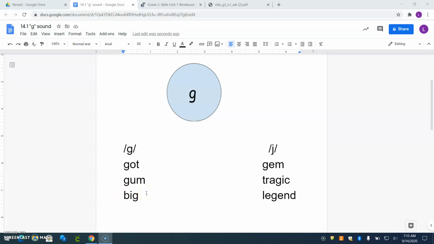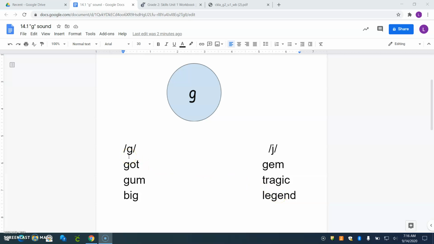But right now I want you to think about the other sound that you can have when you have a G in a word, like these three words. And it's not the G sound, the hard G sound, it's the soft G sound. And it sounds like a J. So you can have G and it can say like the word gem, tragic, legend. So you have gem, tragic, legend. They're followed by an E or an I, and they make the J sound.